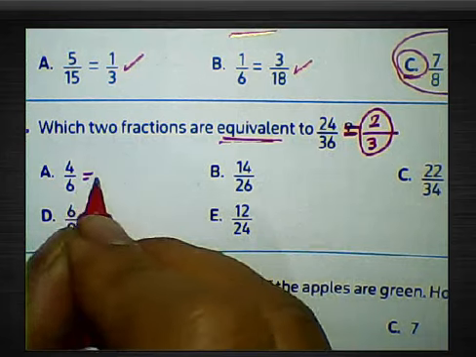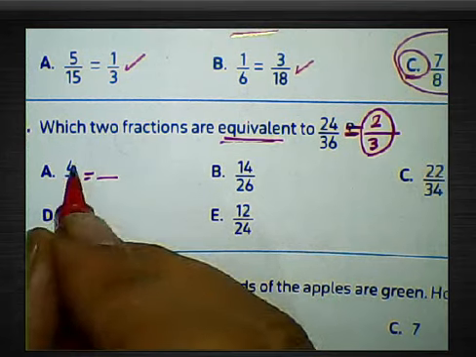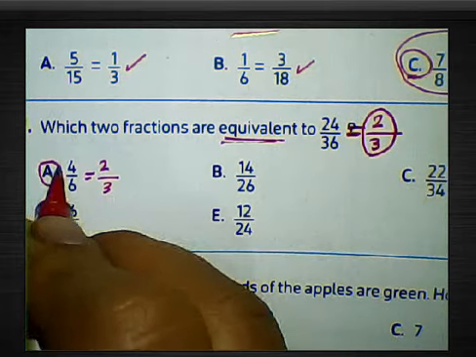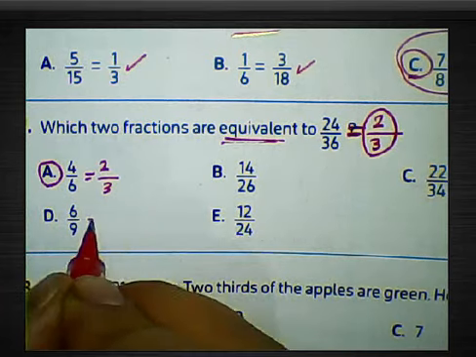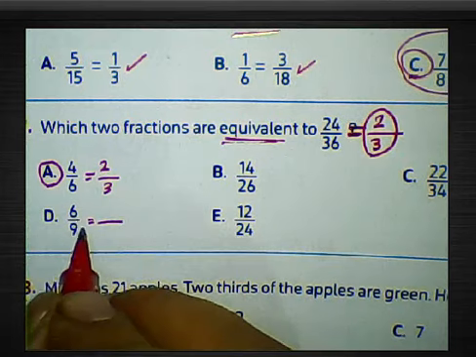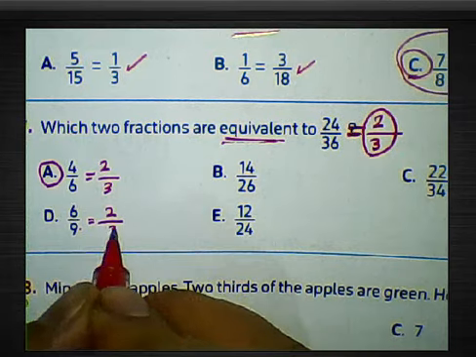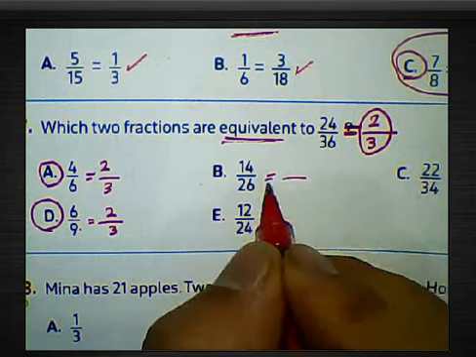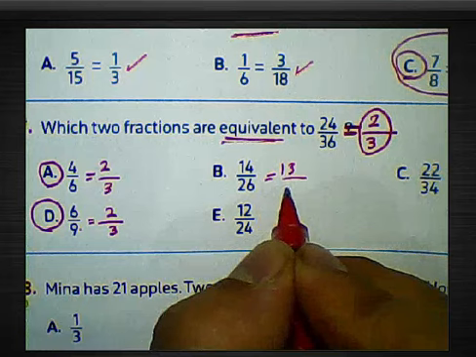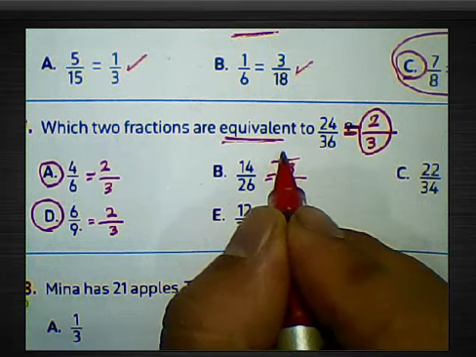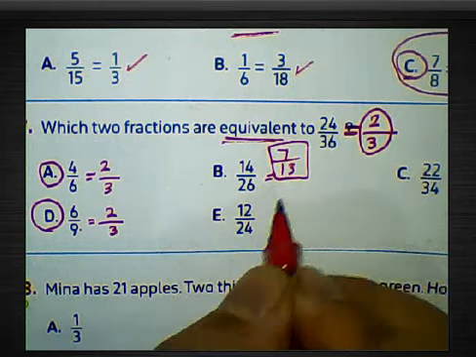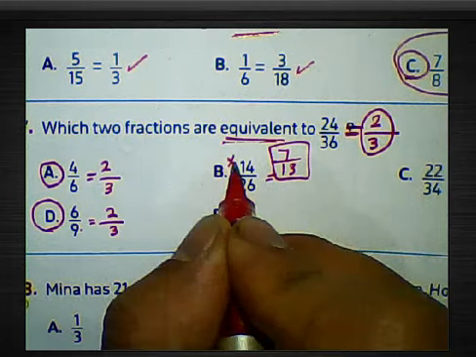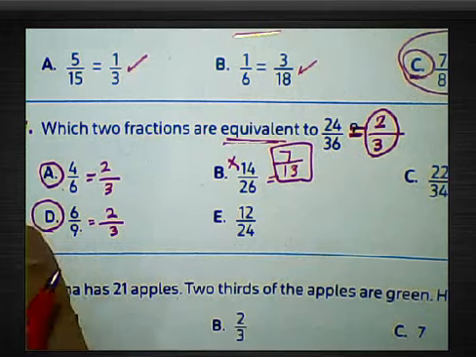We know 4 over 6, we can simplify it by dividing by 2. 4 divided by 2 equals 2, and 6 divided by 2 equals 3. So it's equivalent. We must choose letter A. And what about 6 over 9? We can divide it by 3. 6 divided by 3 equals 2, and 9 divided by 3 equals 3. So it will be true. But 14 over 26, we can divide it by 2. It will be 7 over 13. 14 divided by 2 equals 7, and 26 divided by 2 equals 13. It will be false. So we must choose letters A and B.